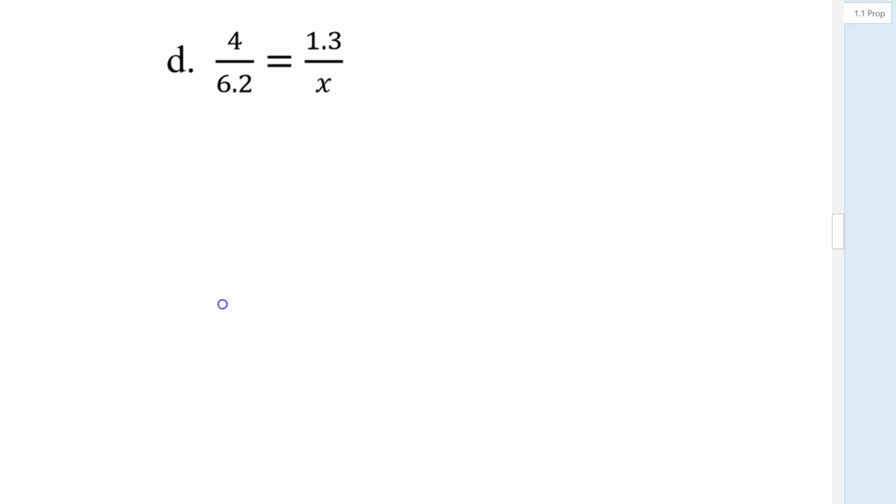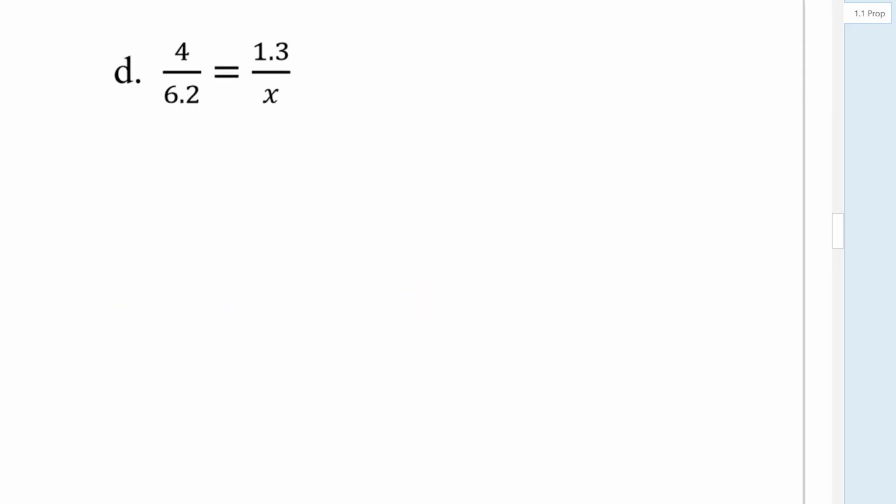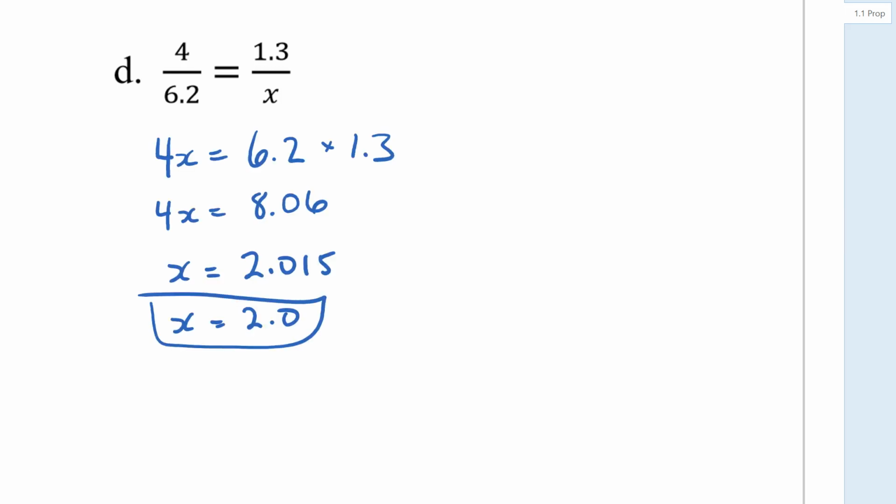All right, here is another one. I think you might have to use your calculator on this. I want you to hit pause and then try it out on your own and then press play again to see the solution. So hit pause now. Okay, so here's my solution.